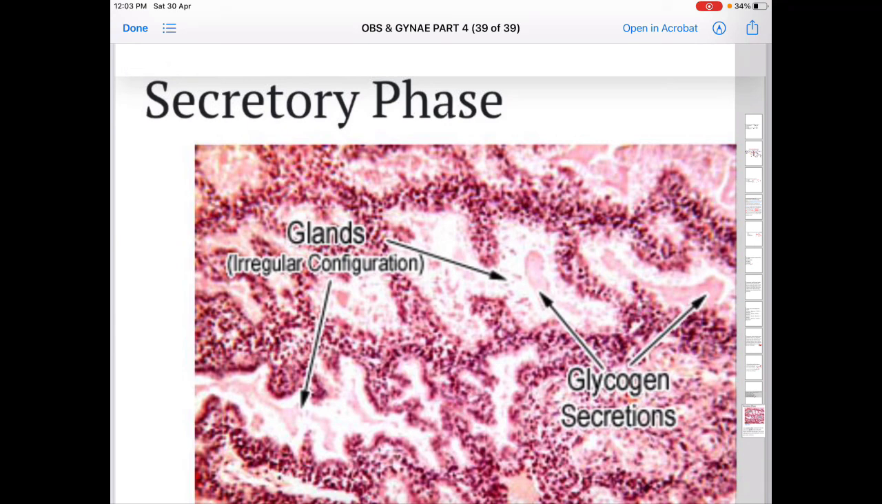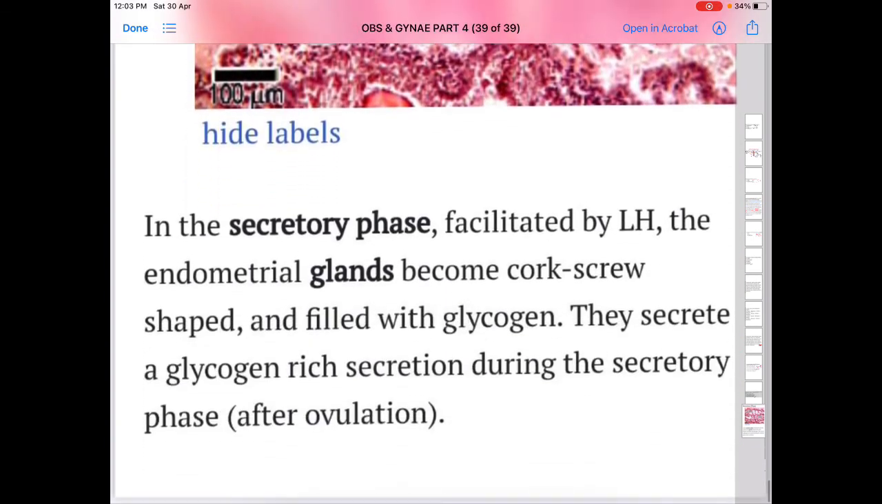Due to the presence of glycogen secretions, there is an irregular configuration of these uterine glands, or endometrial glands, which form a corkscrew shape. In the secretory phase, facilitated by the hormone progesterone, the endometrial glands become corkscrew shaped and filled with glycogen. They secrete a glycogen-rich secretion during the secretory phase after ovulation.